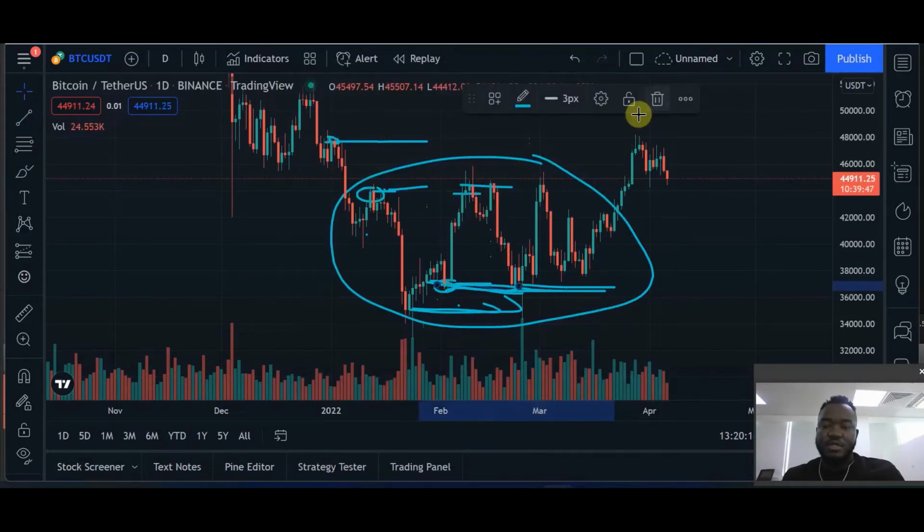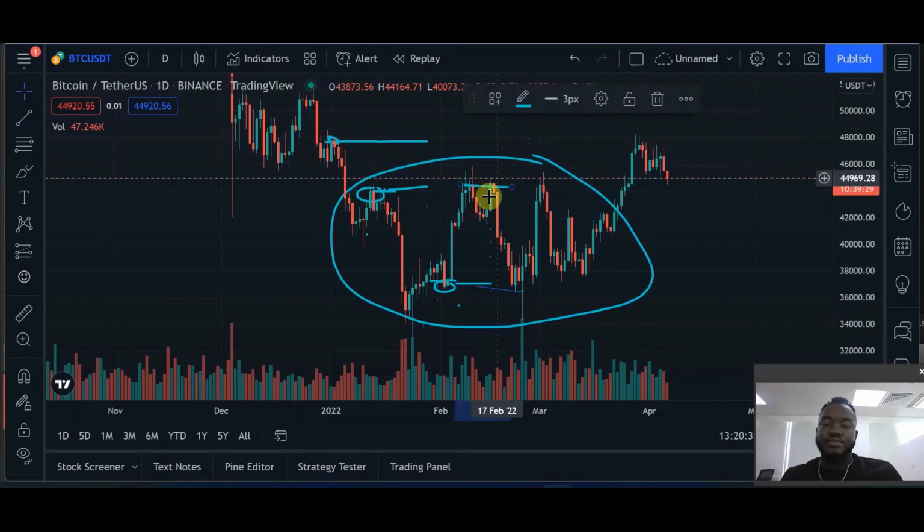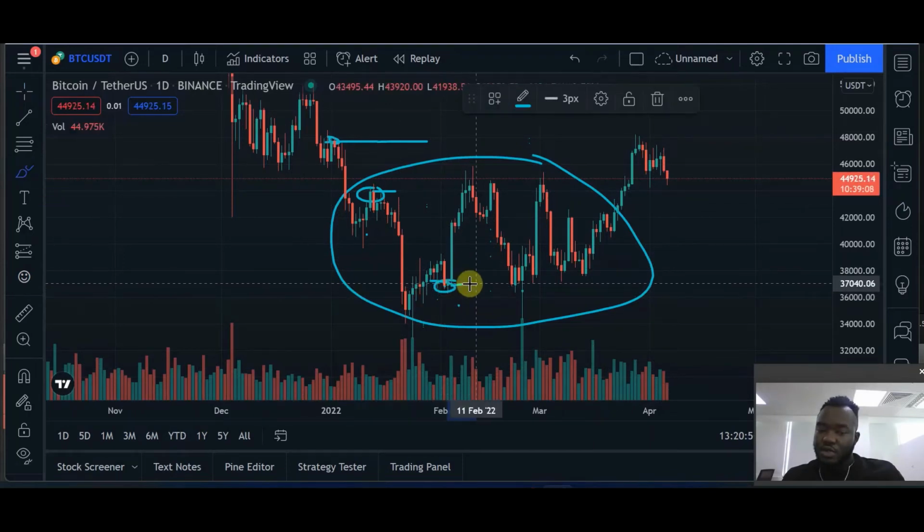I want to delete all this, and I'll draw it again, because you need to understand me. Yeah, you really need to understand me today. Okay, now this area, this place is our point of interest now, and it's also our support, serving like this.